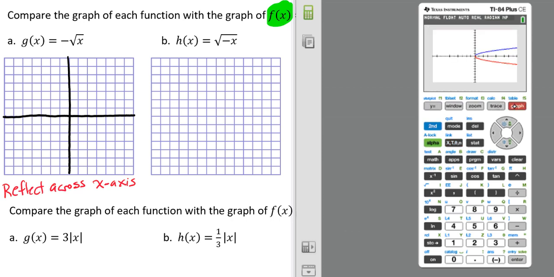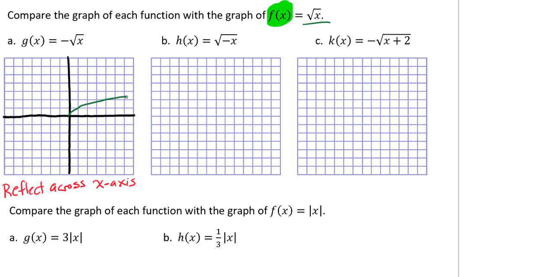So we'll hit graph, and there we see our parent function, f of x. Here is our f of x, that's our parent function, and this was our g of x. Oops, let me make that a little bit better. So our g of x. And we see that indeed it has been reflected across the x-axis. So we already know what our parent function is going to look like on our graph. So we can graph that right now. There's our f of x.